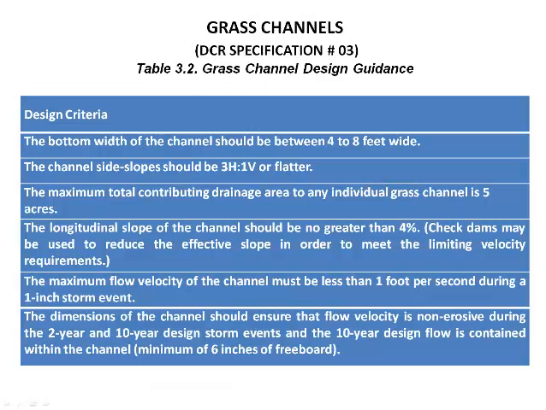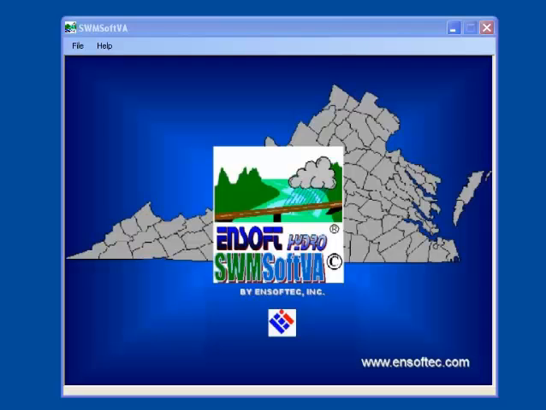The channel should also convey the locally required design storms, usually the 2- and 10-year storms, at non-erosive velocities with at least 6 inches of freeboard. SWMSOFTVA deals with the design aspects of grass channels.